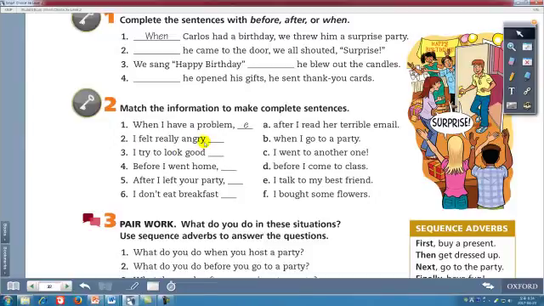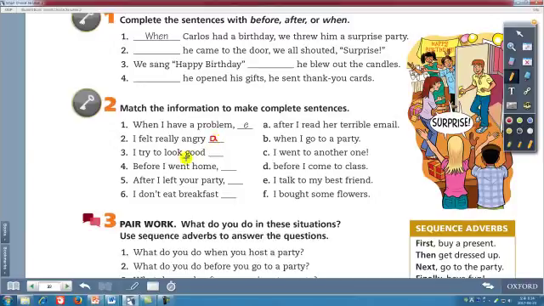See, there's no comma here, so we'll probably know that it's going to be one of those adverbial clauses that goes after. Okay, I felt really angry. No comma. After I read her terrible email, before I come to class. We've only got really 2 choices here, don't we? So when do you feel angry? Usually after a terrible email. Okay, so number 2 here would be A.